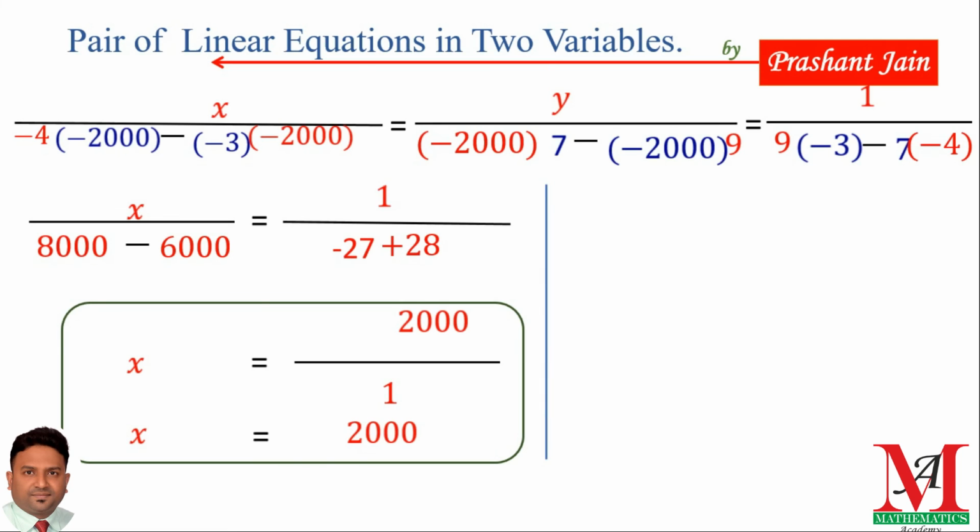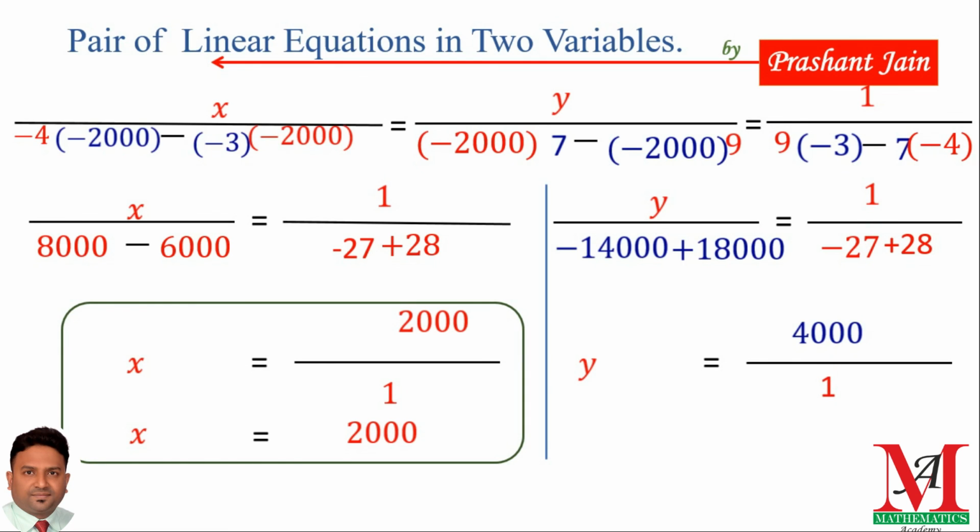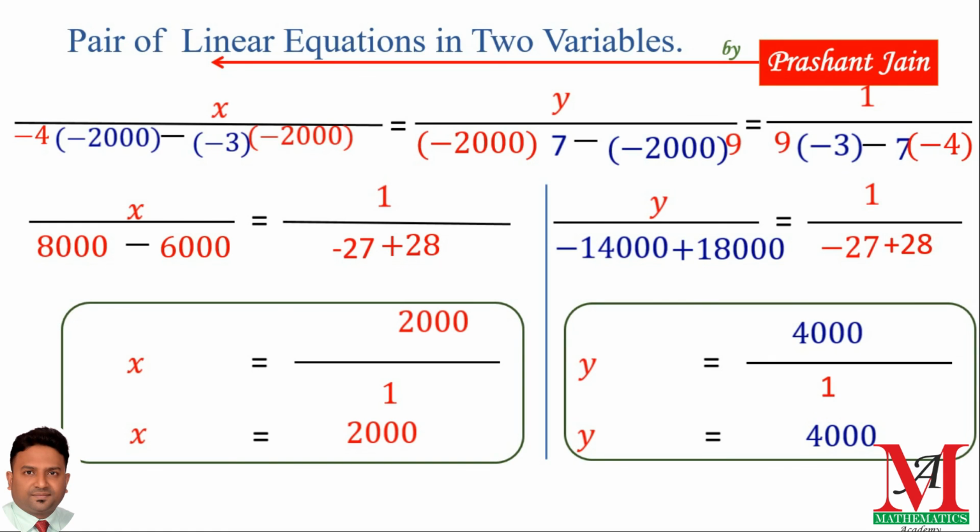Now turn to solve y. Write y, the calculation of the denominator part and the calculation of the constant part also. As we know, if we subtract 18,000 from 14,000, the result is minus 4,000, and 28 from 27 is 1. So the value of y we get is 4,000. So in this manner we have the values of x and y.